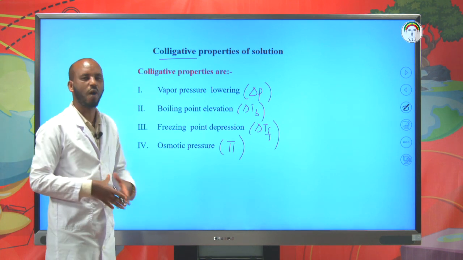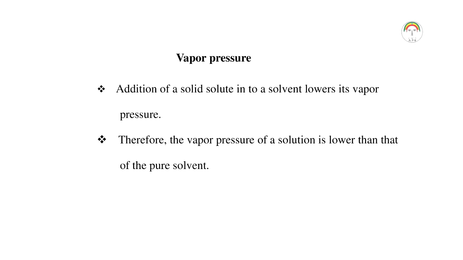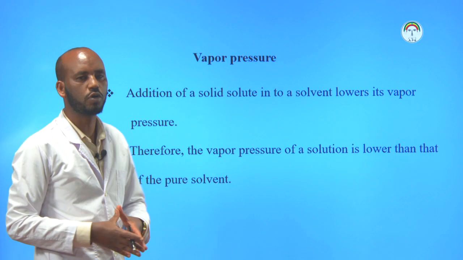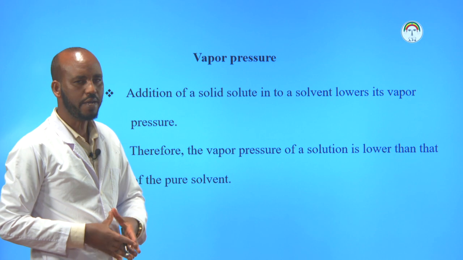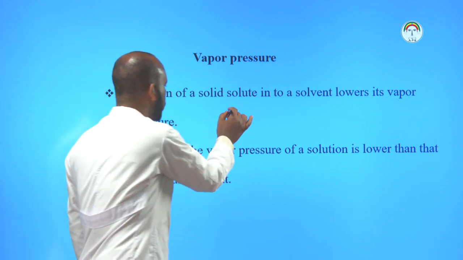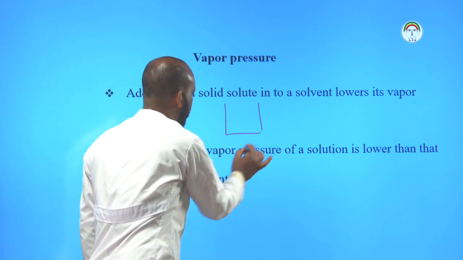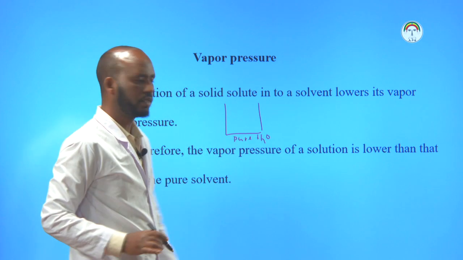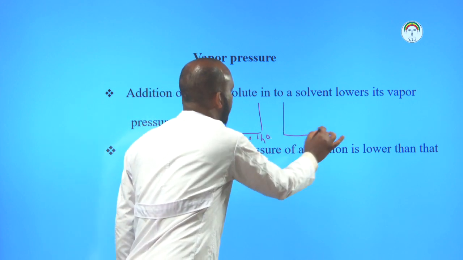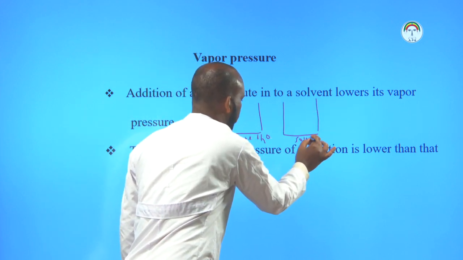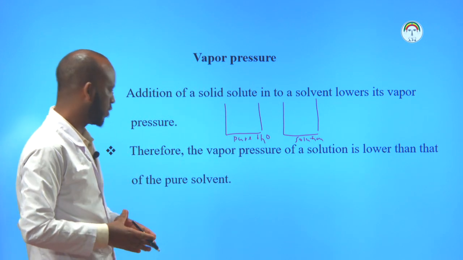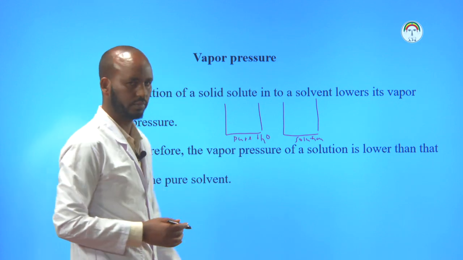Let us see each one by one. Vapor pressure. Addition of a solid solute into a solvent lowers its vapor pressure. Why? Because, look, this is a beaker containing pure water. This is a beaker containing solution, where non-volatile solid solute is dissolved in water.